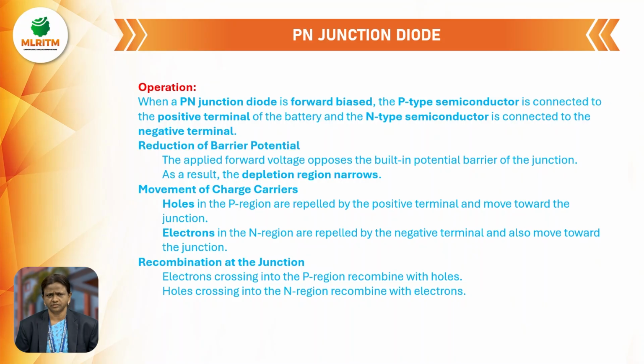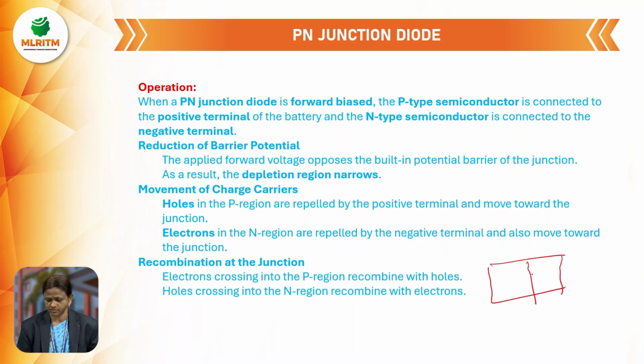In this p-n junction diode, there are two types of biasing: forward bias and reverse bias. What is meant by biasing? If you apply some external voltage to the p-n junction diode, then this is known as biasing. There are two types of biasing: forward bias, reverse bias. What is meant by forward bias?